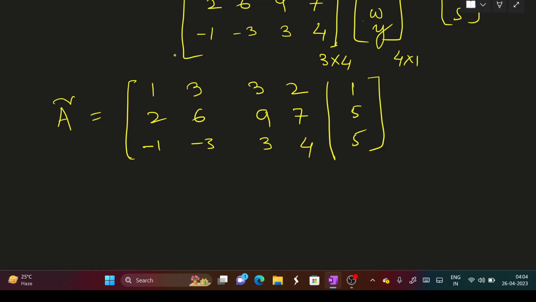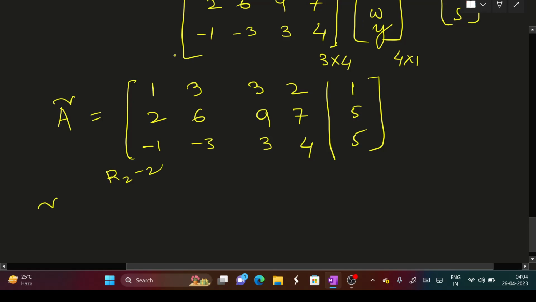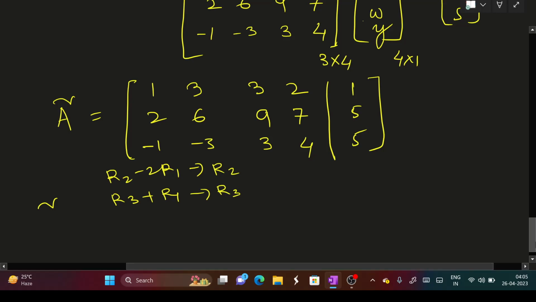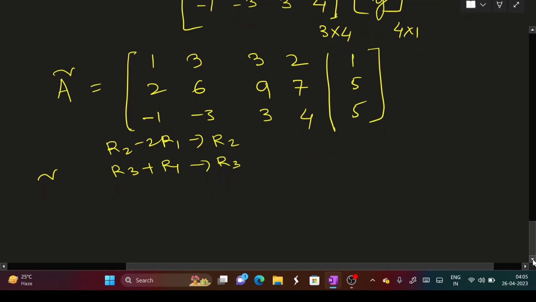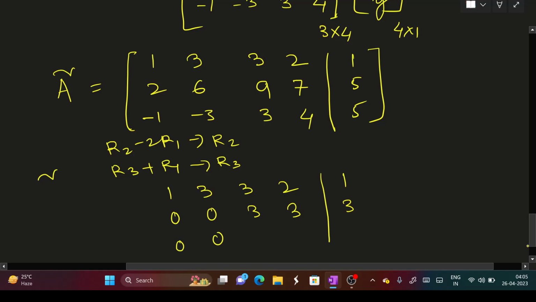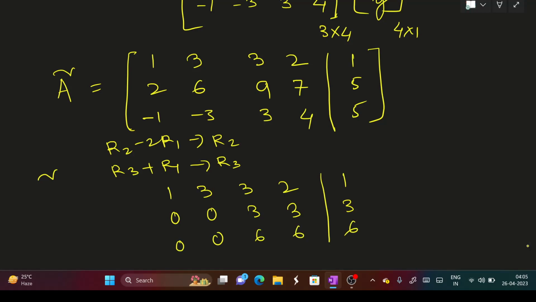Next is to apply elementary row operations on this matrix to get the row reduced echelon form of the coefficient matrix. So what should we do? I will write R2 minus 2R1 stored in R2 and R3 plus R1 stored in R3. What I am getting is the matrix: first row no change, so I just copy it. Second row, twice the first row is subtracted: it is 0, 0, 9 minus 6 it is 3, 7 minus 4 it is 3, 5 minus 2 it is 3. Now adding, it is 0, 0, 6, 6, 6.